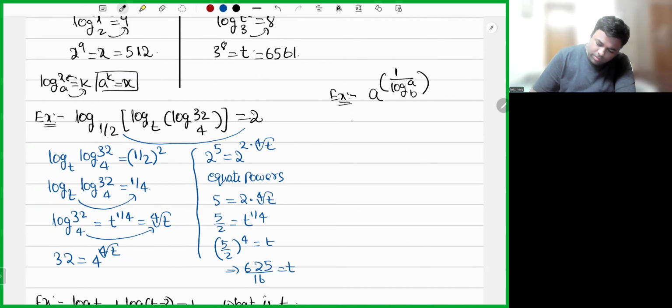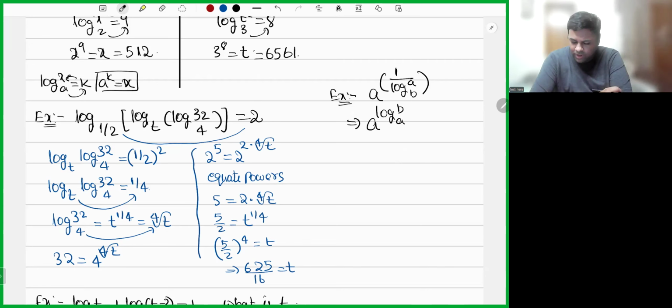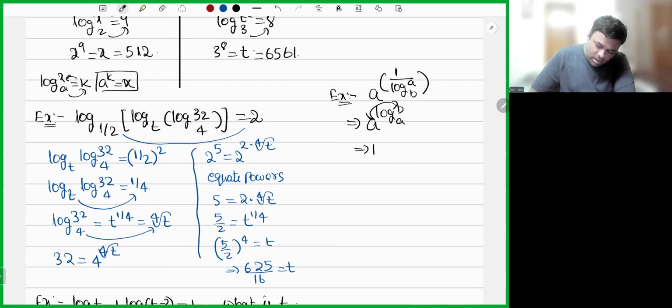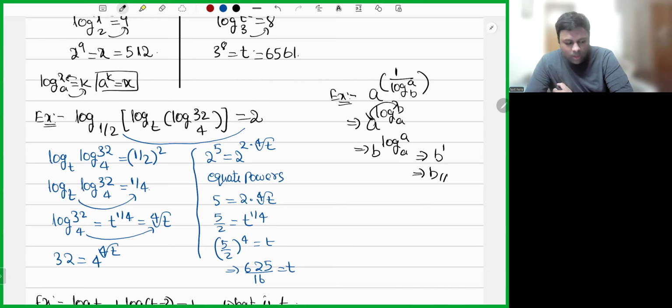Now, my dear friends, we know the base shifting property, right? Can I write it as A power log B to the base A? Yes, base got shifted, right? Now, using the earlier property, I'll interchange these two things. So B power log A base A. What is log A base A? 1. So B power 1, answer is B. Okay. So simple question. Nothing much difficulty over here.